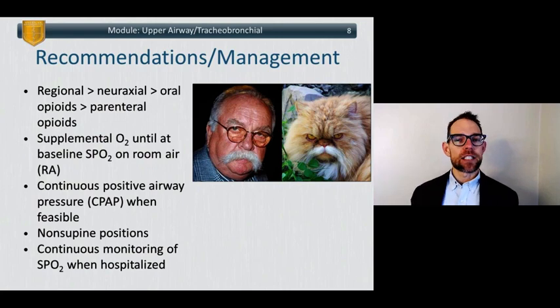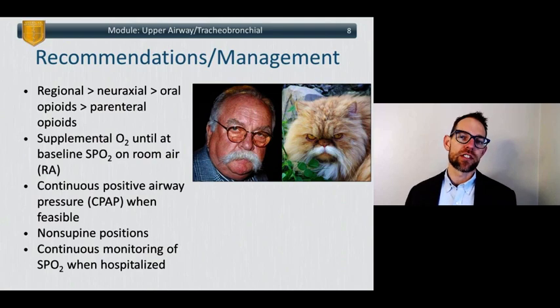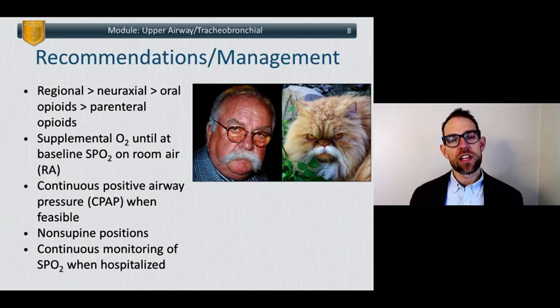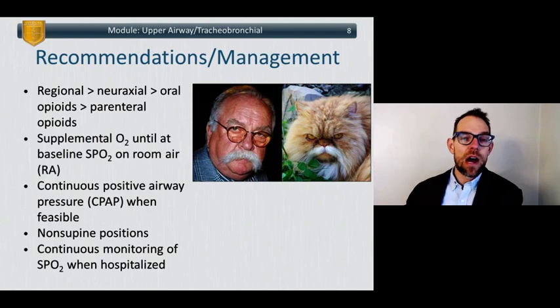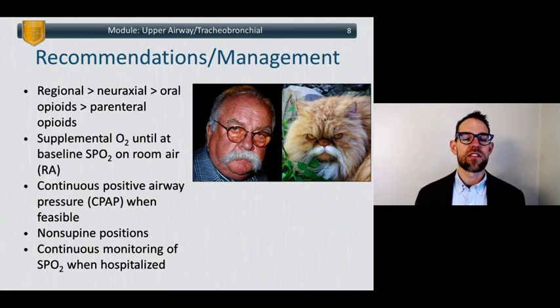Certainly, if at all possible, you'd like to take care of these patients first case of the day so that you can monitor them in the PACU and make sure that their oxygen saturation is stable before sending them home. Of course, you want to make sure that you've given them oxygen until they have been weaned off oxygen, and then of course they need to have a 2-hour period without stimulation of stable oxygen saturation.